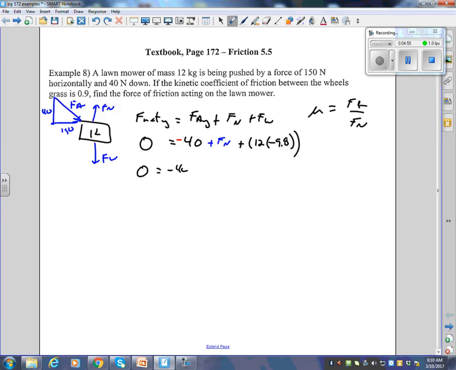So minus 40 plus Fn, and that's going to be 12 times 9.8, which is 100 and what? 198? 198.4, Sean? 0.6? I didn't grab a calculator. Okay, so that makes, hey?